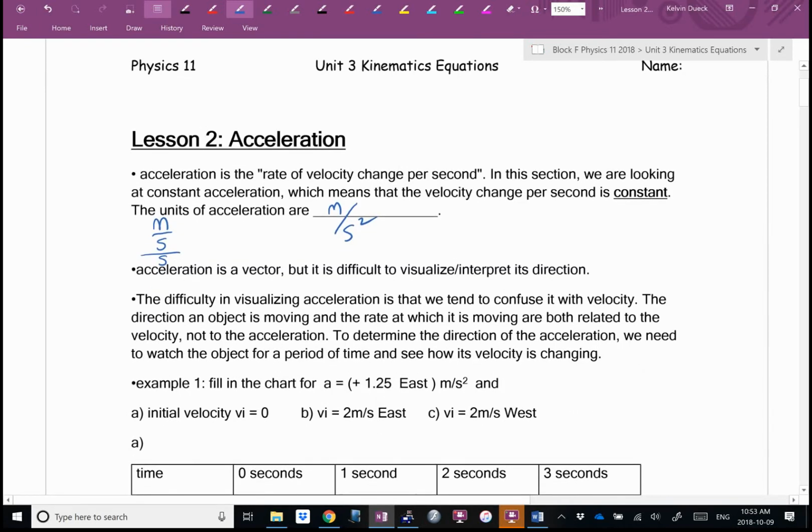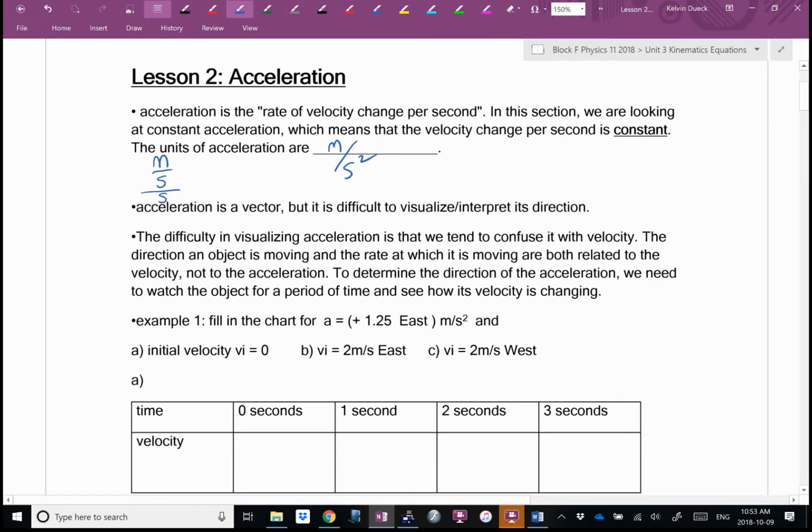Acceleration is a vector, it has a direction, but it's difficult to interpret its direction. The reason is we tend to confuse it with velocity. The direction an object is moving and the rate at which it is moving are both related to velocity, not to acceleration. To determine the direction of the acceleration, we need to watch the object for a period of time and see what's happening to the velocity.